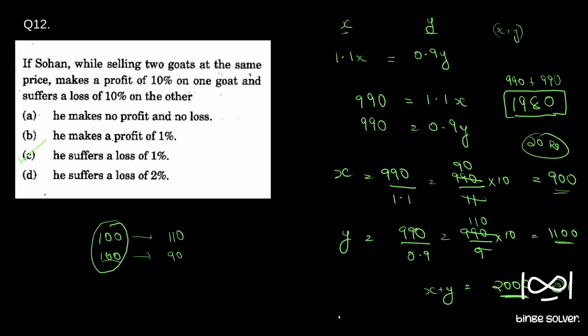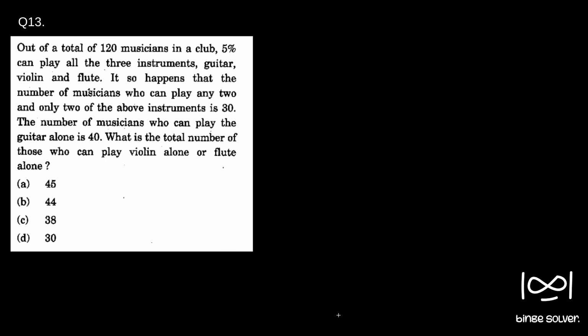Moving on to the next question. Question 13. Out of a total of 120 musicians in a club, 5% can play all three instruments: guitar, violin and flute. It so happens that the number of musicians who can play any two and only two of the above instruments is 30. So before reading the rest, what is the total number of those who can play violin alone or flute alone is the question.